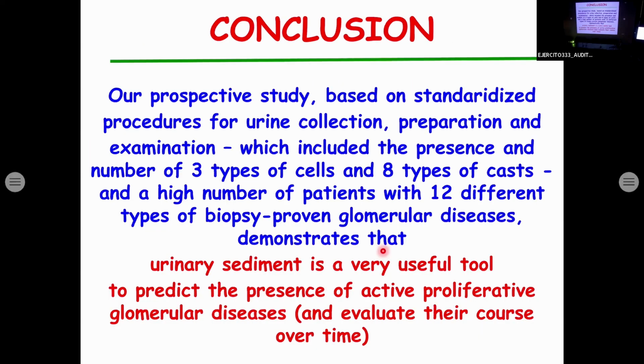Conclusion: our prospective study based on standardized procedures for urine collection, preparation, and examination, which included the presence and number of 3 types of cells and of 8 types of casts, and a high number of patients with 12 different types of biopsy-proven glomerular diseases, demonstrates that urinary sediment is a very useful tool to predict the presence of active proliferative glomerular diseases. Not only to predict, but also to evaluate their course over time, especially if you use our spreadsheet, which I have just shown.